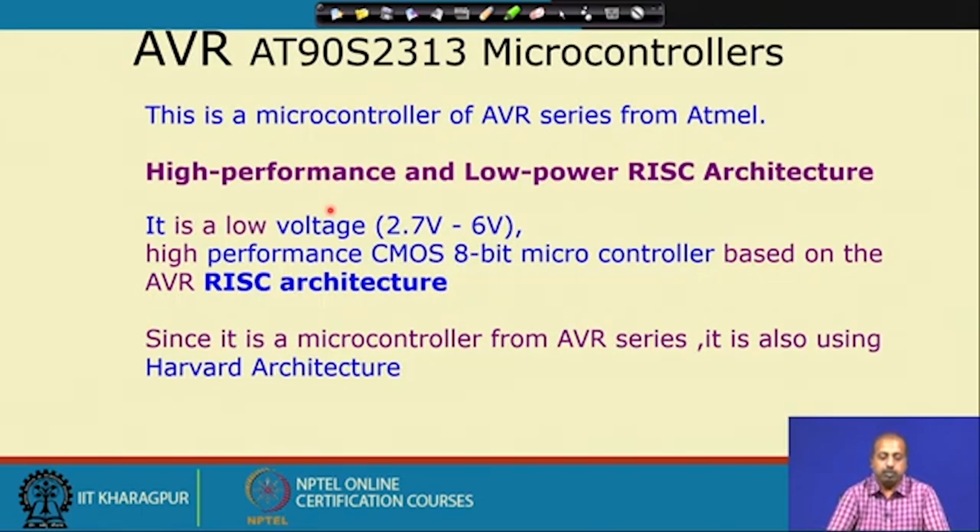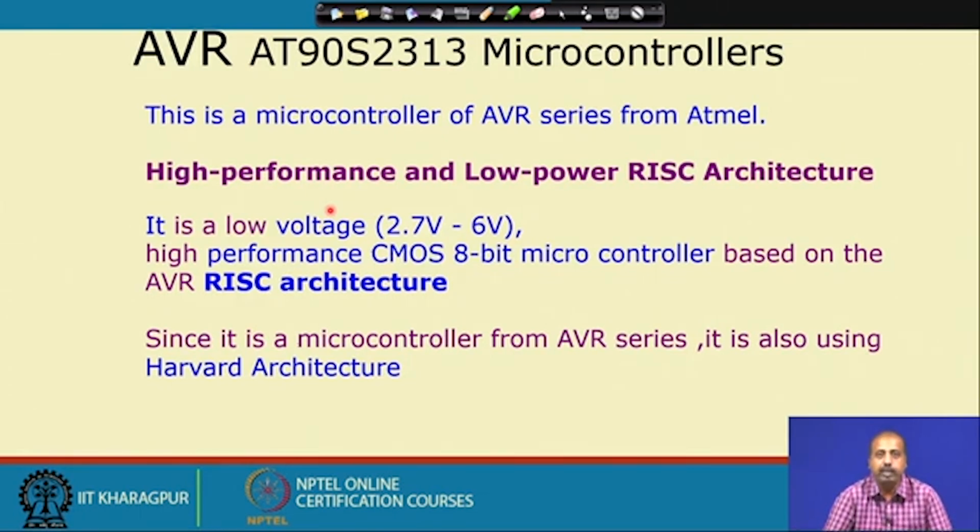So, we will look into some such representative microcontrollers. This discussion is for the AT90S2313 series of microcontrollers, which is a microcontroller of the AVR series. It is a high performance, low power RISC architecture, and it is low voltage. The operating voltage can be 2.7 volt to 6 volt. This is another very good thing, so you can have a wide range of supply voltage on which the processor will work.